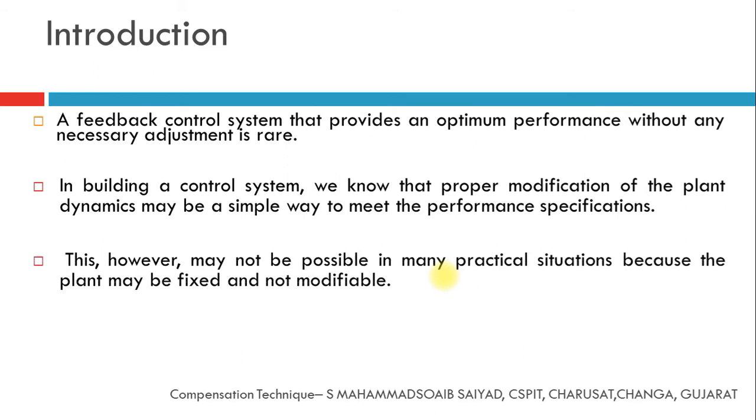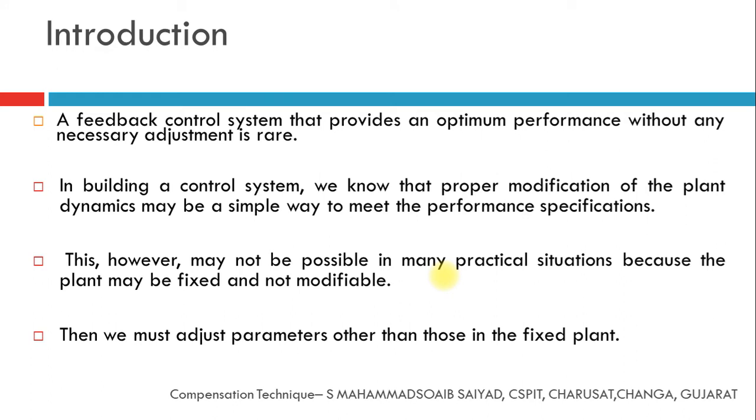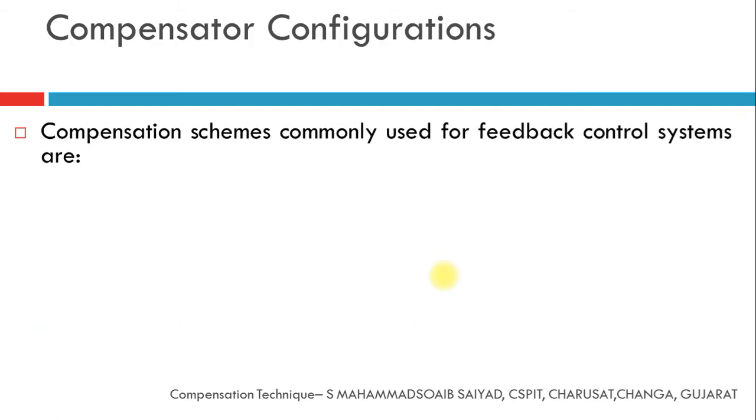But it is not possible in many practical situations because the plant may be fixed or not modifiable. So we will not be able to change the plant and get the desired output response. What we have to do is adjust parameters other than those in the fixed plant. We have to change or adjust other parameters, either adding some parameter or removing one.